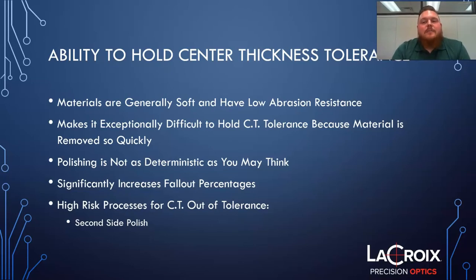So we can see, and we do see quite often, that you can put a part in the polisher, especially one of these materials, and run a polishing run for a duration of, say, 5 minutes at a specific pressure and stroke. You may remove 20 microns during that polishing run, but then you could come back and do that exact same run over again and potentially remove 35 microns during the second polishing run. For this reason, it can become exceptionally difficult to hold pretty tight center thickness tolerances, and this will significantly increase fallout percentages during manufacturing. So as we said, the high-risk process for CT out of tolerance is second side polish.